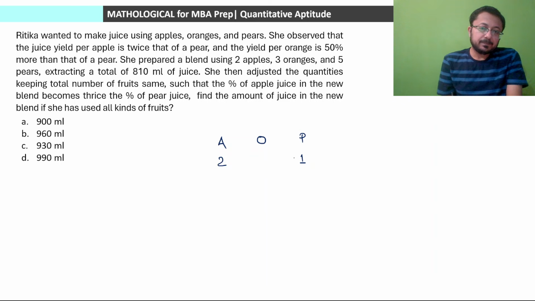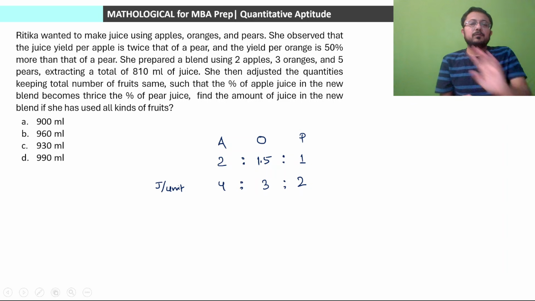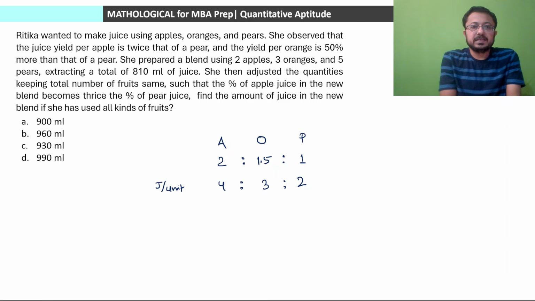So if yield per pear is 1 unit, so per apple will be 1 plus 0.5, यानी 1.5 units. So ratio of yield per unit fruit will be 2 is to 1.5 is to 1 for apple, orange and pear respectively. अब इसको इंटीजर में करने के लिए मल्टीप्लाई बाय 2, so this becomes 4 is to 3 is to 2. So ratio of juice per unit fruit is 4 is to 3 is to 2 for apple, orange and pear. That is given.